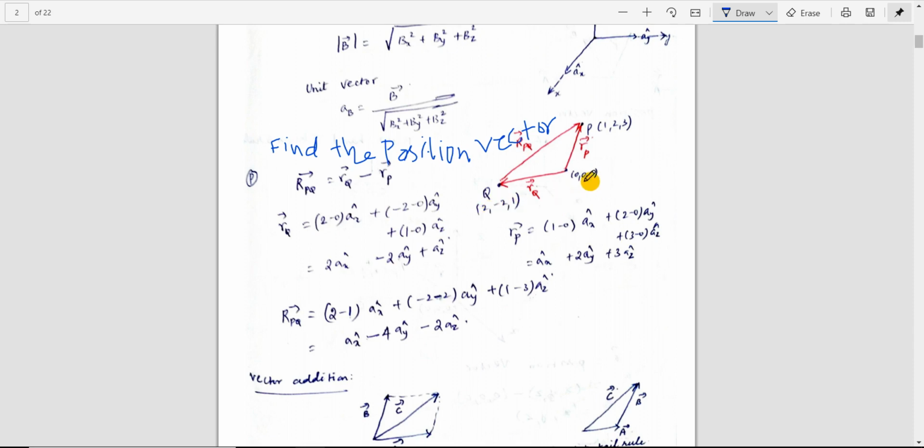So rq is 2 minus 0 ax cap, minus 2 minus 0 ay cap, 1 minus 0 az cap. Likewise you can represent rp also: 1 minus 0 ax cap, 2 minus 0 ay cap, 3 minus 0 az cap. So you can find rq and rp like this, and next rpq is equal to rq minus rp. So you can find the answer for rpq.